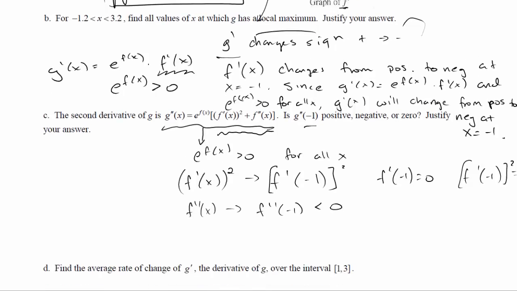So my answer will be that g double prime of x will be a positive number times 0 plus a negative number. Oops. Negative number. Which, a positive times a negative is negative. So g double prime of negative 1 will be less than 0.